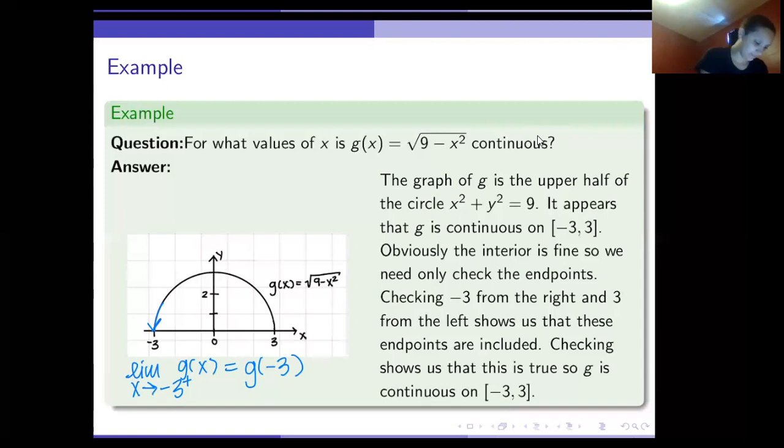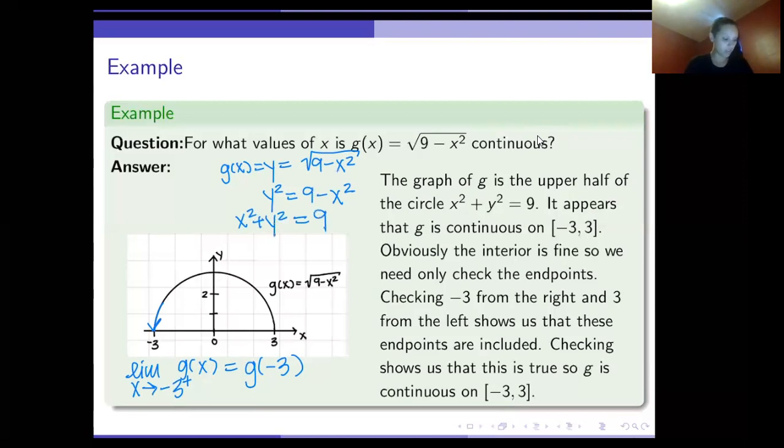Or we can look at it as g of x equals y equals the square root of the quantity 9 minus x squared. Squaring both sides yields y squared equals 9 minus x squared, or x squared plus y squared equals 9. And we know that if we put in negative y values, we're not going to be able to put in any x values. Or I should say, there's no x values that we can put in that are going to give us negative y values.